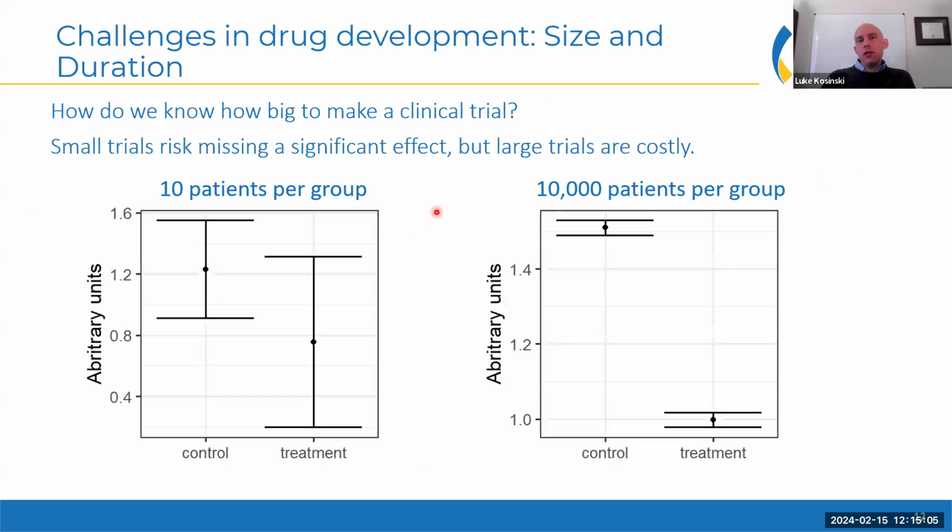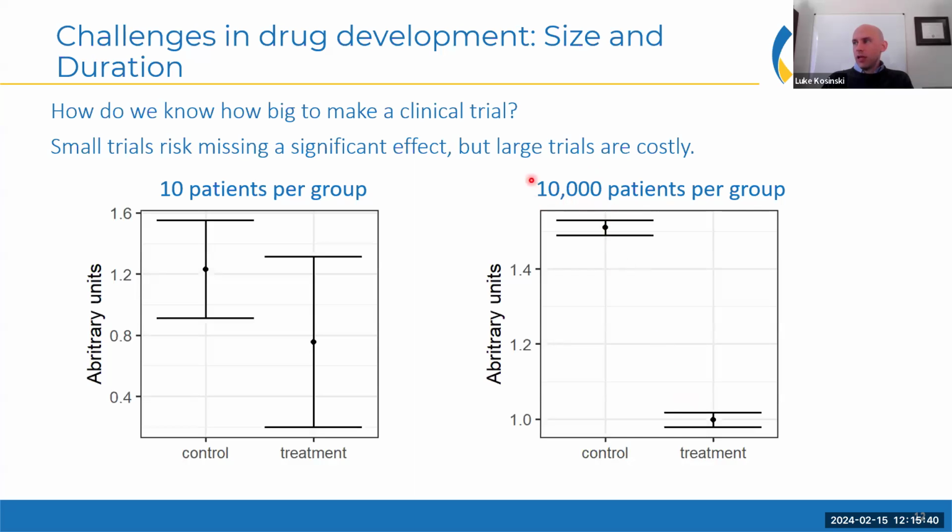So two major challenges with drug development are just trying to understand how big do you make a trial and how long do you run it. If you have a trial that's too small, you may have a difference between two populations. It might be real, but if you don't have enough patients, these error bars around your measured mean for each group are overlapping, which tells us that statistically, we can't actually say these are different groups. Whereas if we have a ton of patients, let's say 10,000, we can see a very clear difference.